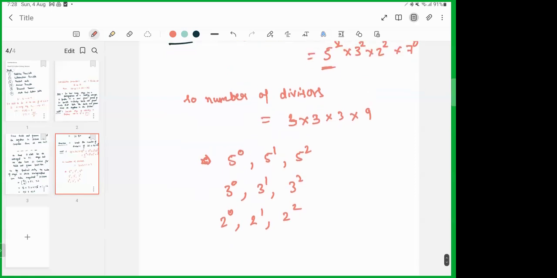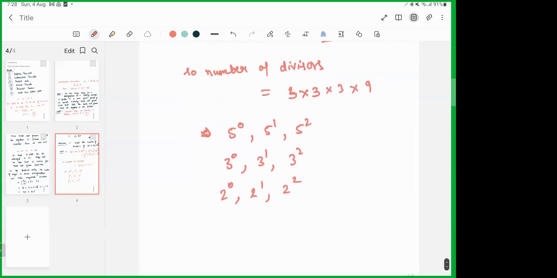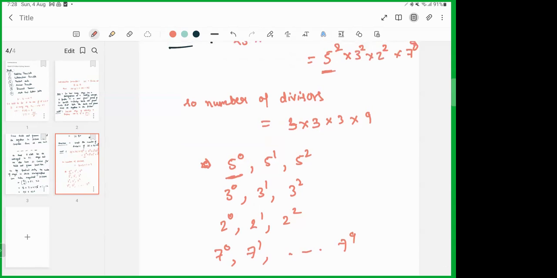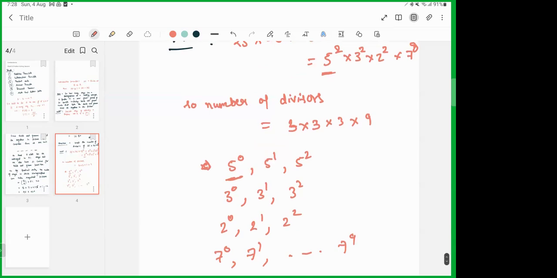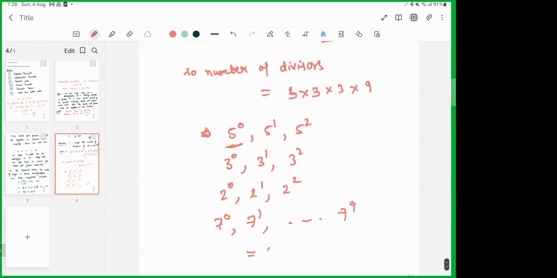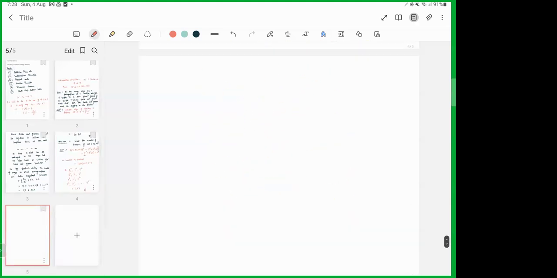Similarly, for 7 to the power 8, we have 9 choices. Now any possible divisor is formed by choosing one number from each of these, and each can be chosen independently. Like 5 to the power 0, 3 to the power 0, 2 to the power 0, 7 to the power 0, their product, or 5 to the power 0, 3 to the power 1, 2 to the power 2, anything you can choose. So these are all the possible divisors. Now I have understood. You got the idea? Yes, clear. Fine. Anyone else?